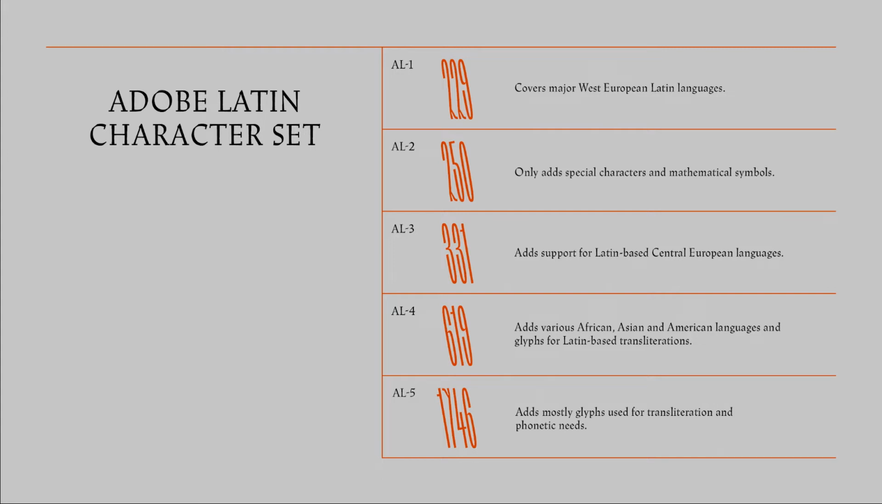It starts with Adobe Latin 1, which is a rather small character set and only supports Western European languages. The full European language support is only added in Adobe Latin 3. Adobe Latin 4 adds some African, Asian and American languages, while the Adobe Latin 5 mostly adds glyphs for transliteration and phonetic use. I think one major drawback of the Adobe character set is that the full European language support only comes with Adobe Latin 3, which is relatively late in the system.